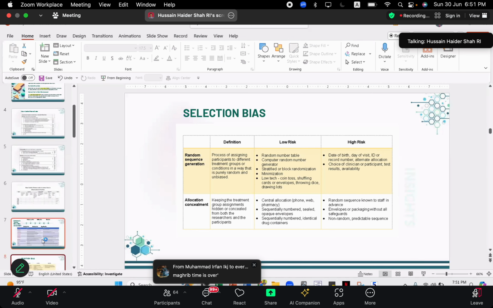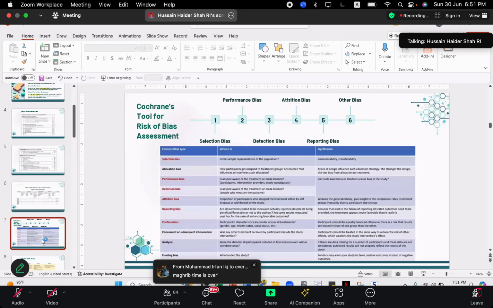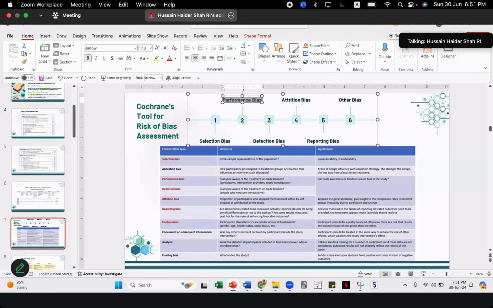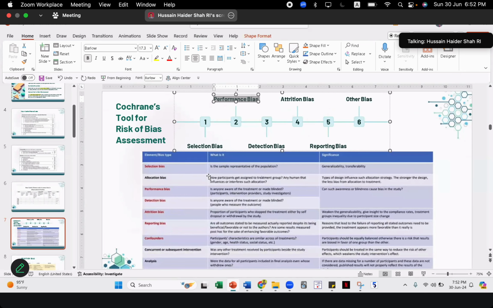For 10 more minutes, I will explain the risk of bias tool for quality assessment. In the randomized controlled trial, we check selection bias, performance bias, attrition, reporting, and detection bias. I'll give you a small example of each. What is selection bias? Is the sample representative of the population? Allocation bias: how participants get assigned to the treatment group.